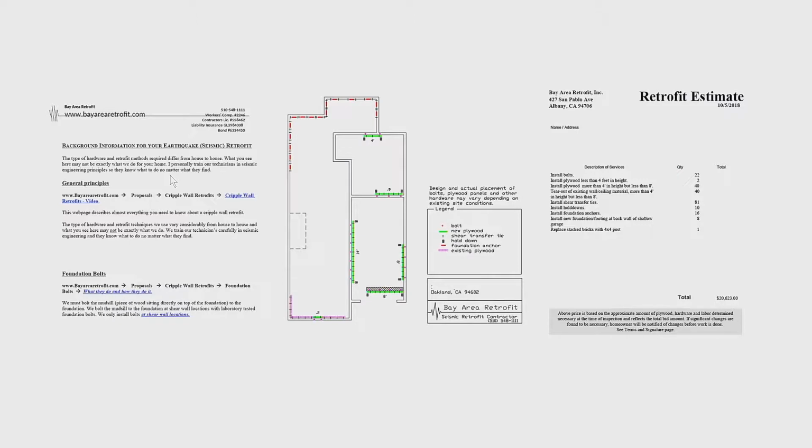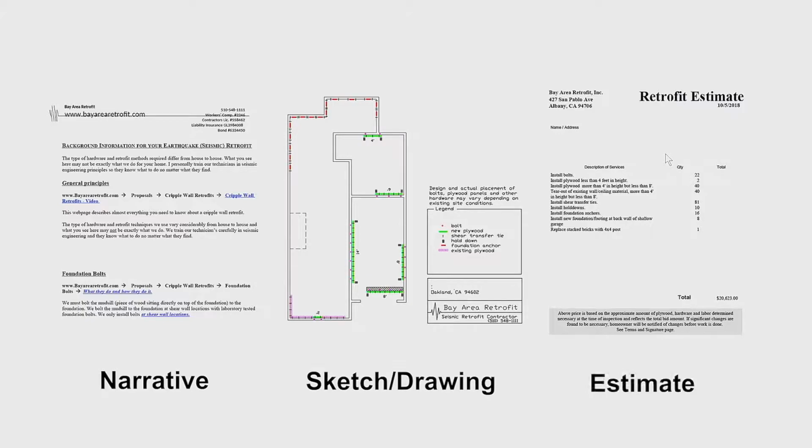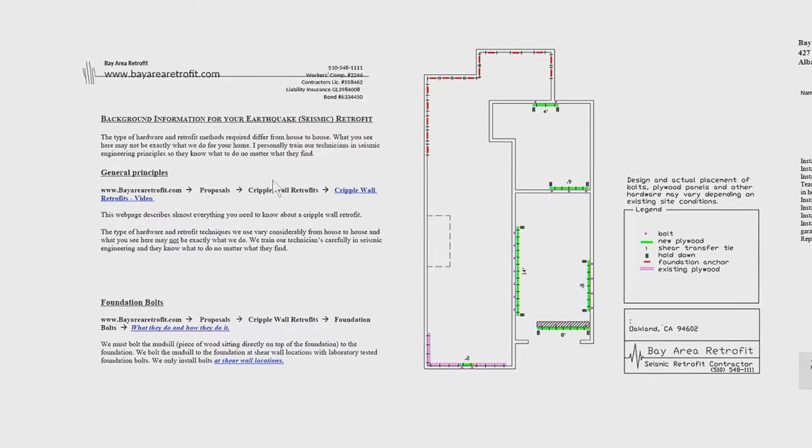Okay, now that you've received your proposal from Jeff, I'd like to go over a few things to save you some time. First thing I'd like to point out is that there are three different components. You have the narrative part of your proposal. Here you have the sketch, and over here you have the estimate, which is the pricing. So the first thing I'd like for you to look at is the narrative part of the proposal.